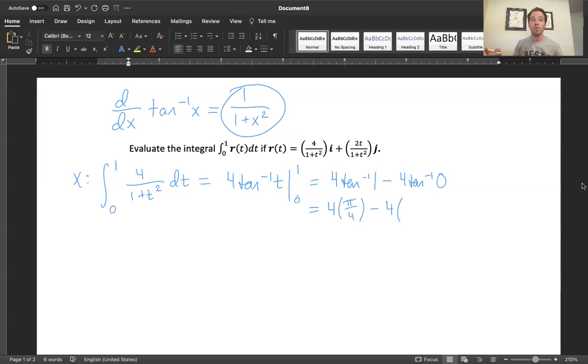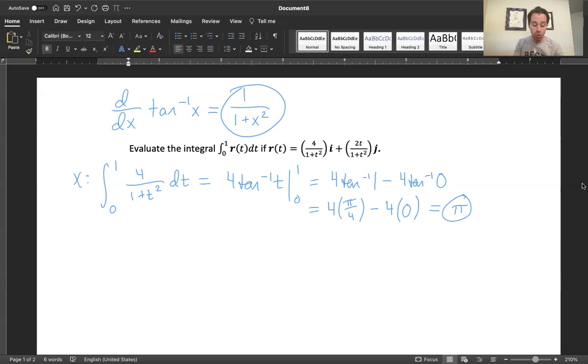and what has a tangent of 0? Remember that this is within the bounds negative pi over 2 to pi over 2. That's the range of inverse tangent. Within that bound, the only thing that has a tangent of 0 is 0 itself. So this is 4 times 0. 4 times pi over 4 is simply pi, and 4 times 0 is 0. So this is pi. That's the x component. This is half of it.